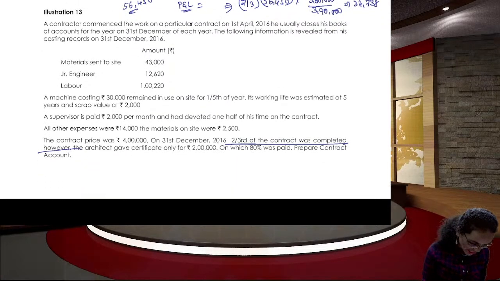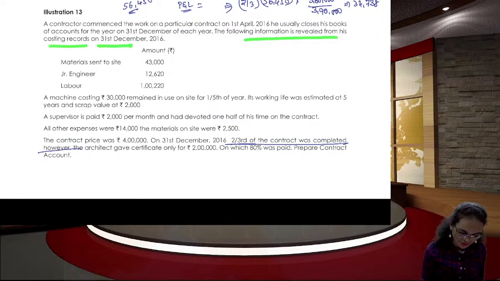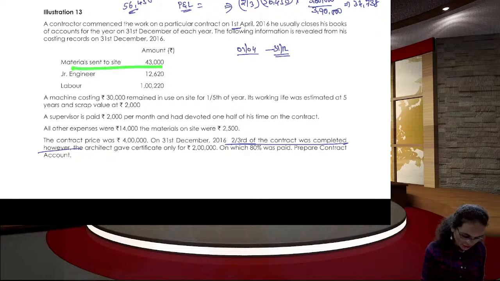Next one. A contractor commenced the work on a particular contract on 1st April 2016. He usually closes his books of accounts for the year ended on 31st December for each year. The following information is revealed from his costing records on 31st December 2016. He started the contract on 1st April, but he is closing the books of accounts on 31st December. Material sent to the site is this much, engineering is this much, labor is this much.